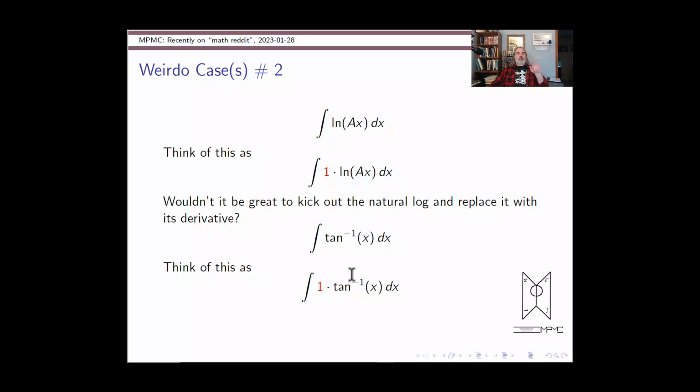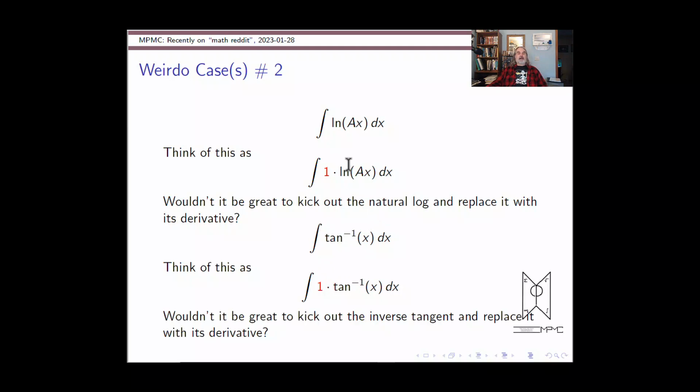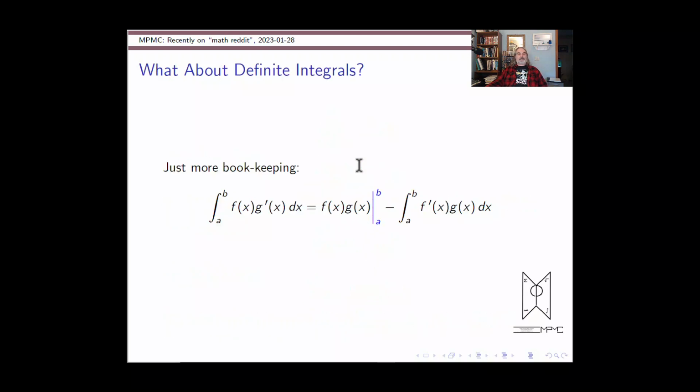So we're going to be integrating at least a 1 over 1 plus x squared, but we're also going to be involving the antiderivative of this red 1 in that, which is x. And so we've got x over 1 plus x squared in that new integral, and that's a u substitution problem. So this one does work out as well. Give it a shot by kicking out that inverse tangent and replacing it with its derivative.